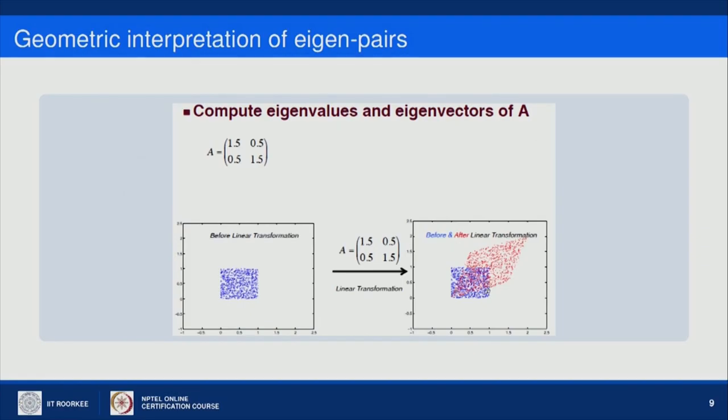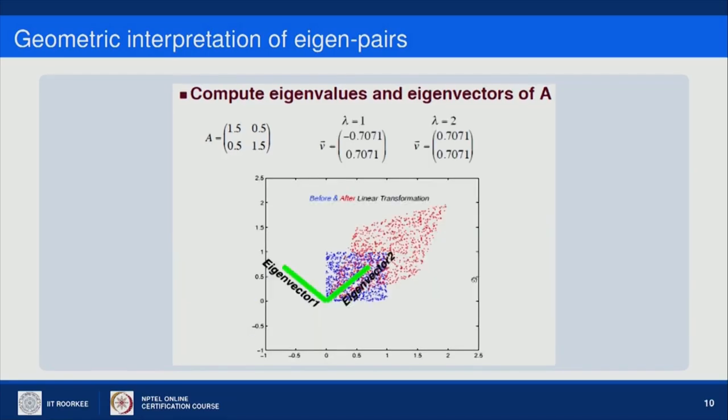So, blue points are before transformation and the red cluster of points are after transformation. So, what is happening? It is changing this square shape of points into this shape. Now, if I calculate the eigenvalues and eigenvectors of this matrix, the eigenvalues are coming 1 and 2.